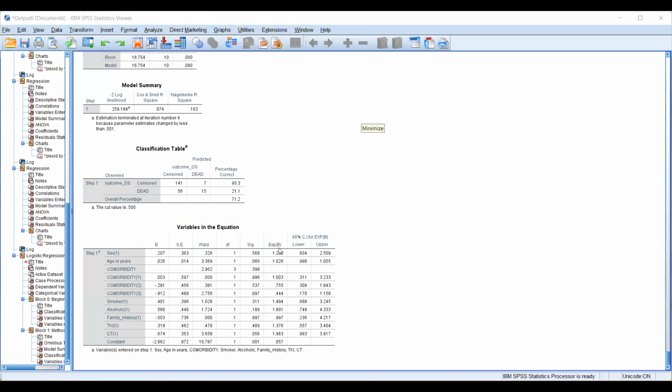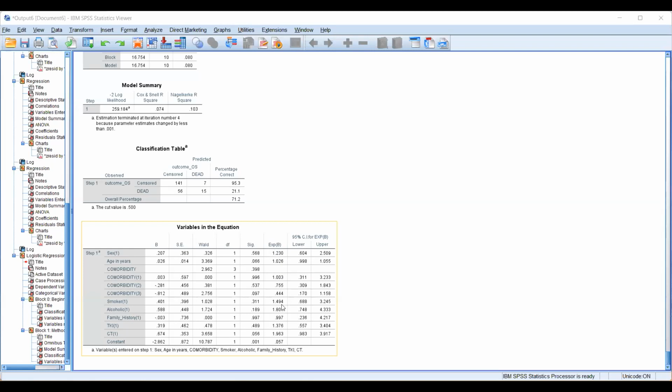This exponential beta is nothing but the odds ratio with the 95% confidence interval. If the odds ratio is more than 1, that means it is giving you some dangerous sign. If the odds ratio is less than 1, that means it is protective. And if the odds ratio is exactly equal to 1, that means there is no association, so you don't have to take that into account in the interpretation.